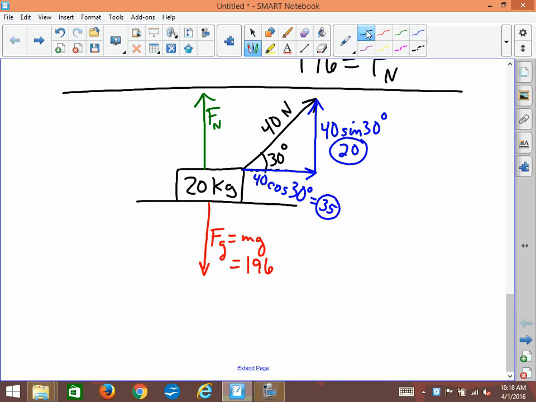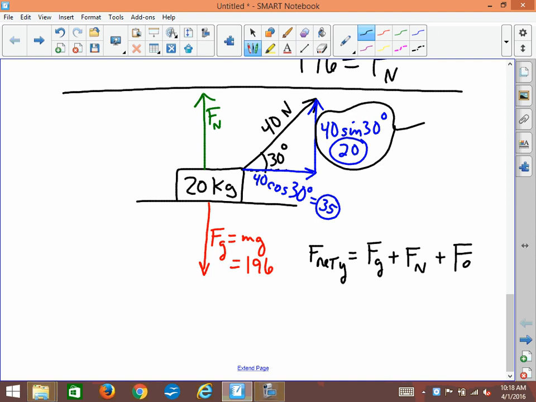Now watch what happens when I do my F net Y to find out about my normal. I do have gravity, and I do have a normal force that are vertical, but now I also have this extra upward force, which is a part of the 40 newtons. So I'm going to call that the applied force. We always call the pulling force applied force for some reason. And then that would be the vertical component, or the y part of it. The x part of it, the 35, doesn't show up in here because that's a sideways force, right?